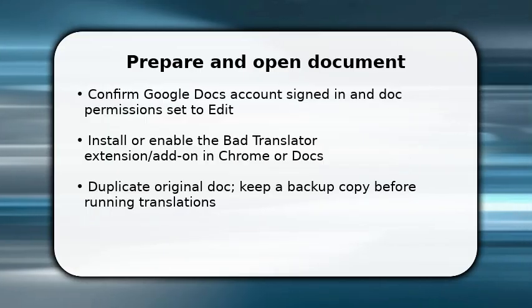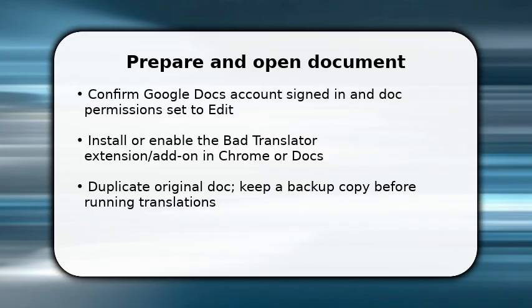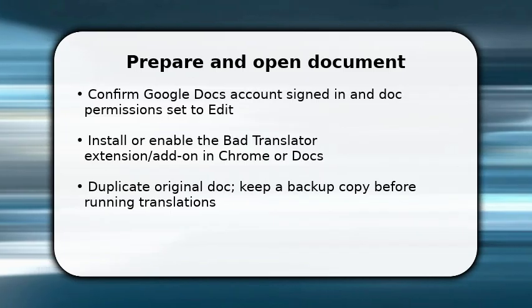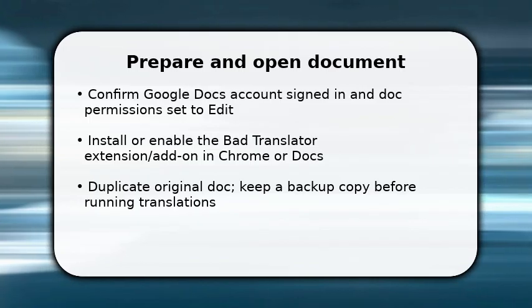You start by opening the Google Doc you want to alter and ensuring you can edit it. This avoids permission errors. Once done, enable the Bad Translator extension or add-on in Chrome and confirm it appears in the toolbar. Make a duplicate of the document as a safeguard so you can compare results and revert if needed. This first step sets a controlled environment and prevents accidental data loss while you run noisy, iterative translations.